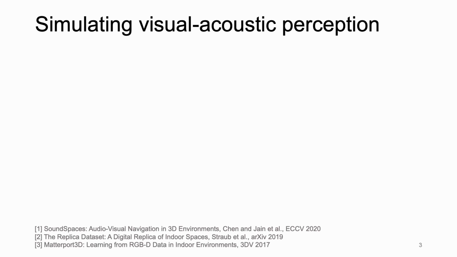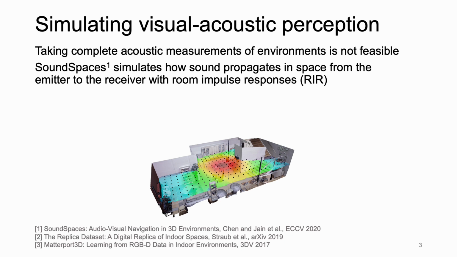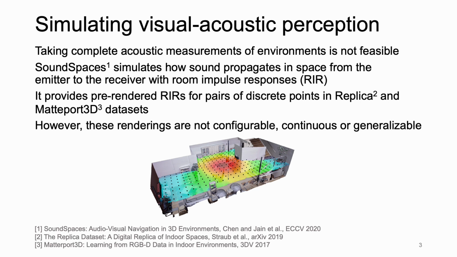To study the acoustic correspondence between the visual and sound, taking the complete physical measurement of the room is not feasible, and thus we introduced SoundSpaces 2 years ago to simulate how sound propagates in space from the emitter to the receiver with room impulse responses, and provides pre-rendered IRs for pairs of discrete points in Replica and Matterport 3D datasets. However, these renderings are not configurable, continuous, or generalizable.